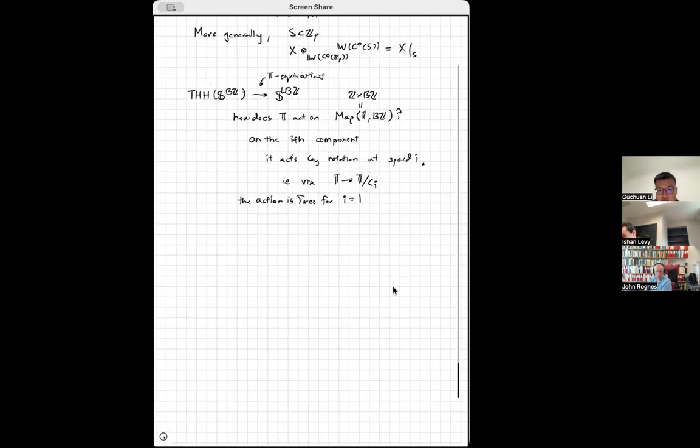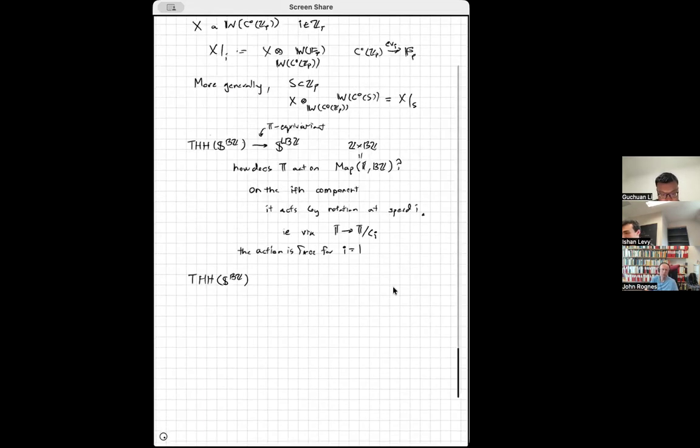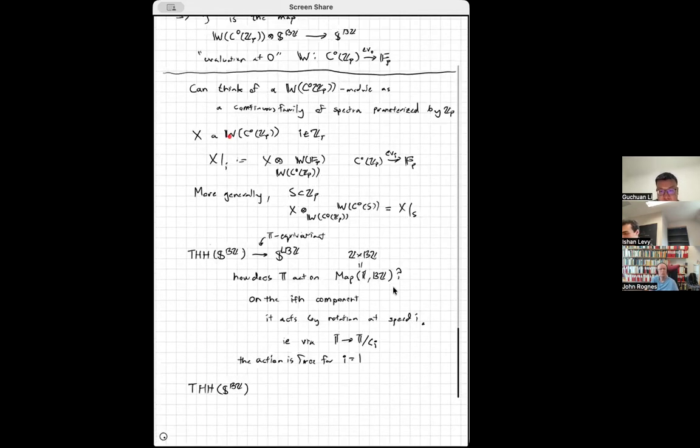Maybe I will just state precisely what I mean. If you take THH of the sphere to the VZ, recall that we can restrict this to subsets of Z_p because it's a module over this ring. So what we can do is restrict it to Z_p cross, which in particular includes the point 1.